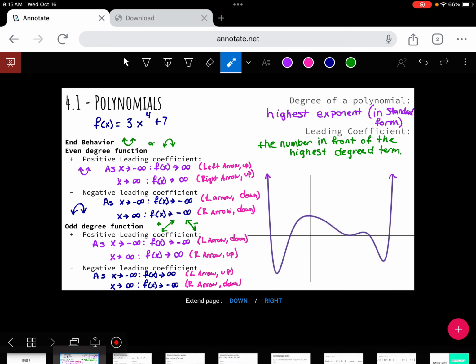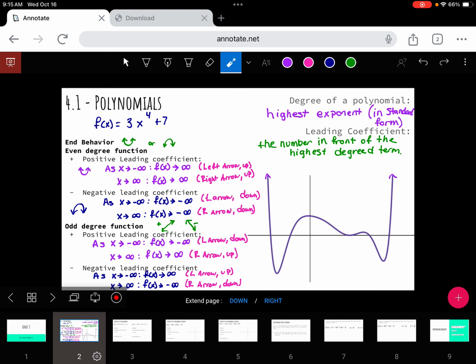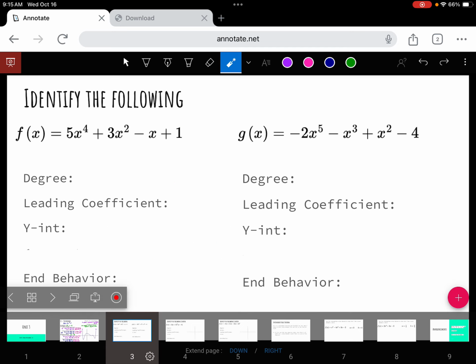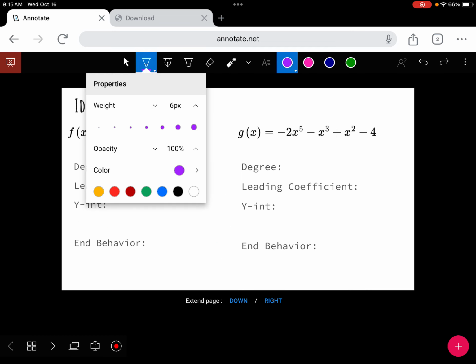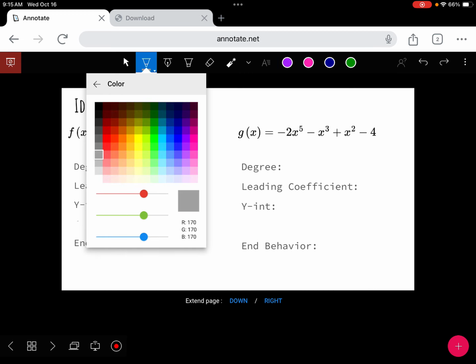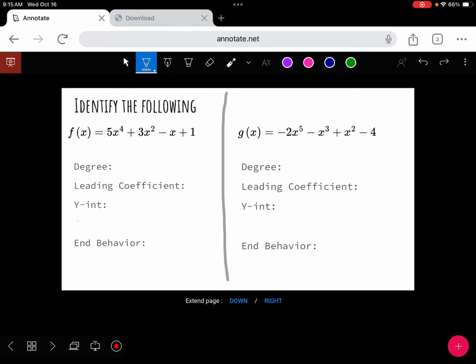Because what we're going to start with is I'm going to give us an equation. We're going to find our degree, our leading coefficient, our end behavior, and a couple other little pieces. So this is 2 different equations here. I'm going to put a little barrier just so we don't get mixed up. So we're going to start with our f of x, which is 5x to the 4th plus 3x squared minus x plus 1.